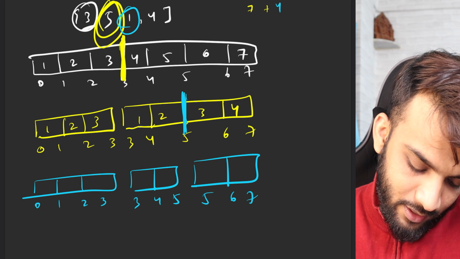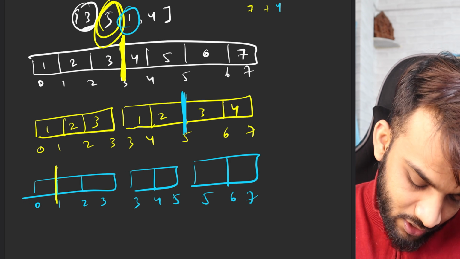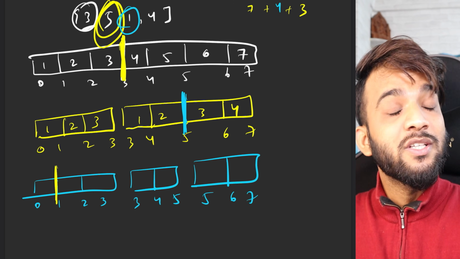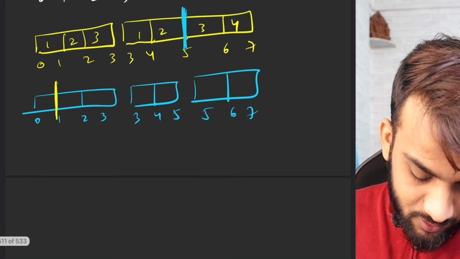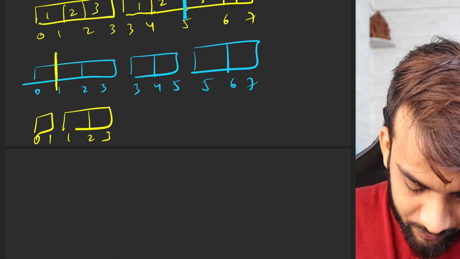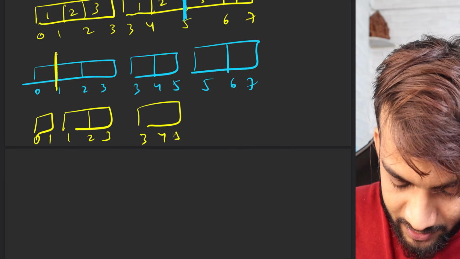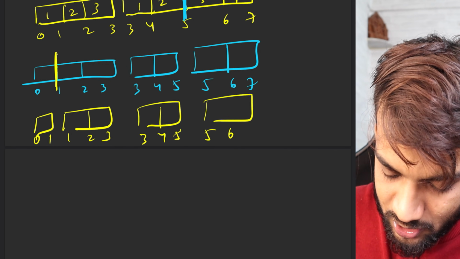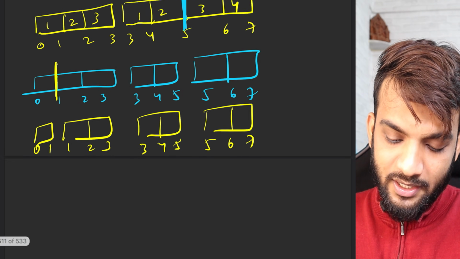I'm saying cut it at 1. So if I'm cutting at 1, this is a length 3 stick which I'm cutting. So the costing will be this. I'll be left with 0, 1. I'll be left with 1, 2, 3, which is of length 2. I'll have 3, 4, 5, which is again of length 2. I'll have 5, 6, 7, which is again of length 2. So the costing is 3.